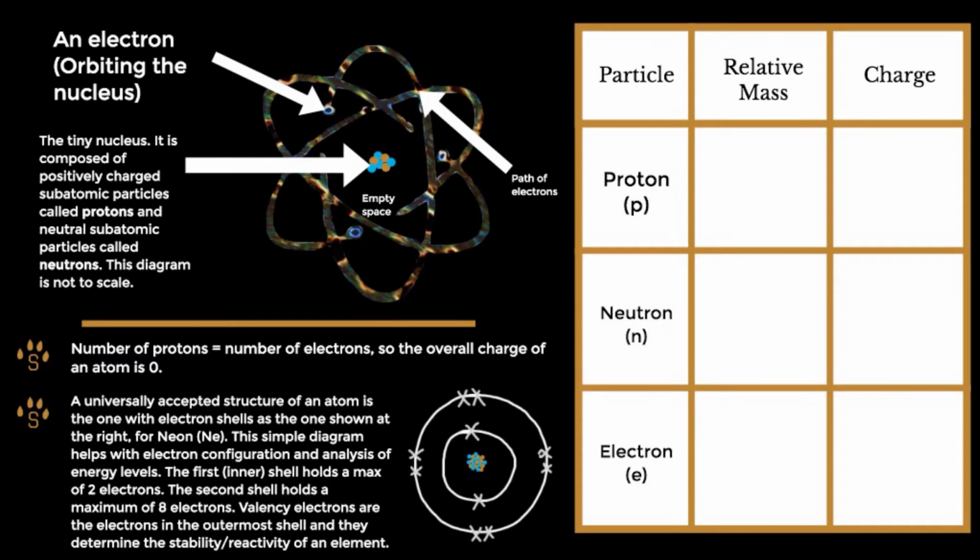Then the second point is that the universally accepted structure of an atom is the one with electron shells, the one shown at the right, which is the one for neon. This simple diagram helps with electron configuration and analysis of energy levels. The first inner shell holds a maximum of 2 electrons. The second shell holds a maximum of 8 electrons, and it goes on and on. Valence electrons are the electrons in the outermost shell, and they determine the stability or reactivity of an element. We'll get deep into that when we look at different reactivity, like in the reactivity series, and the different reactions that we'll encounter during the course.